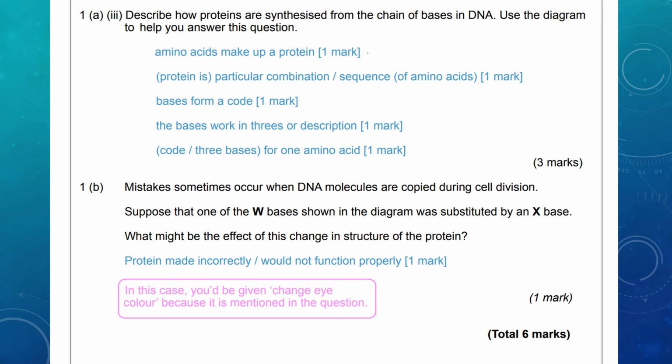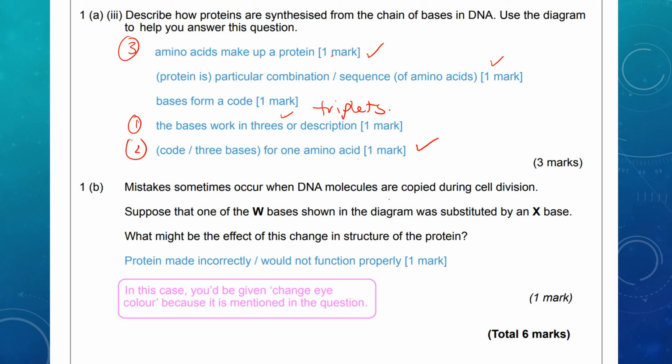We know that amino acids make up a protein. That will get you one mark. A protein is a particular combination or sequence of amino acids that will get you a mark. And that these bases form a code. Now, the most common things that people describe are that the bases work in threes or triplets. And that these triplet codes code for one amino acid. So we're more likely to see you give answers in terms of the three marks in that three bases make a triplet. The triplets make an amino acid and the amino acids make a protein. So personally, that is the most common format of sequencing of answering that question, those three that I've highlighted.